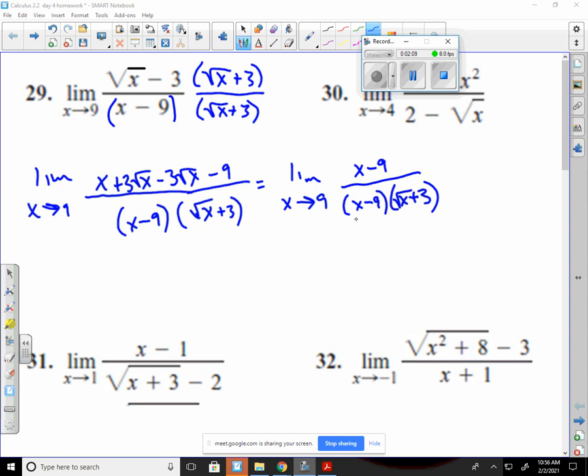Now, because I have multiples on the bottom, I can cancel this out. I'm left with the limit as x approaches 9 of 1 over the square root of x plus 3. Now, when I plug my 9 in, that gets rid of my limit. It gives me 1 over the square root of 9 plus 3, which is 1 over 3 plus 3, which is 1 over 6. And that's it.